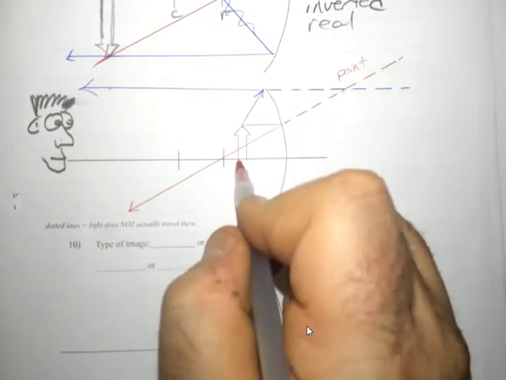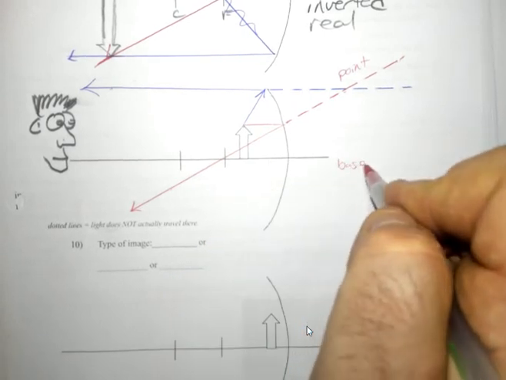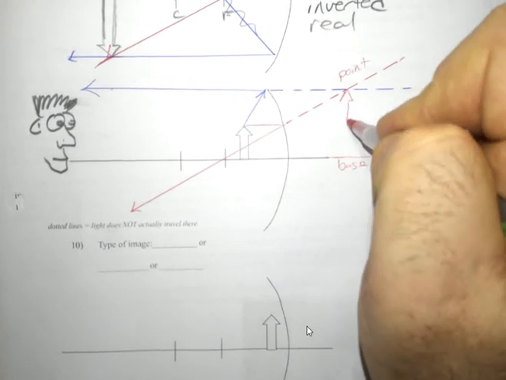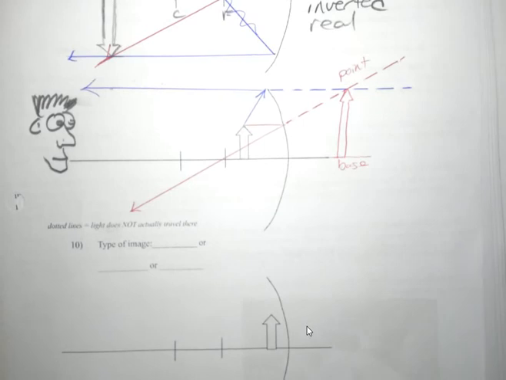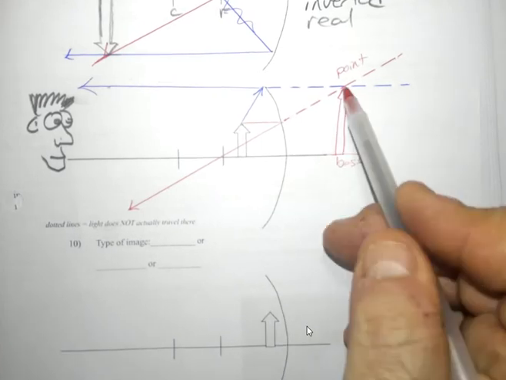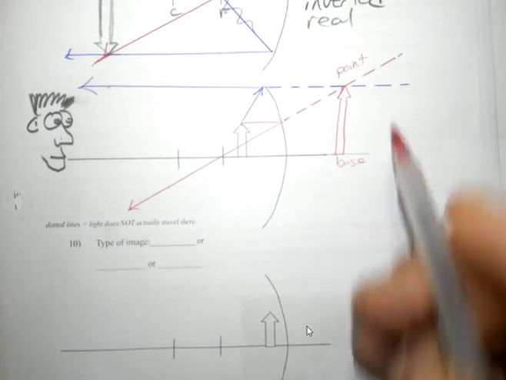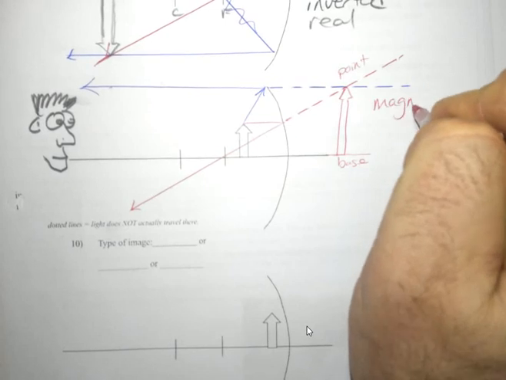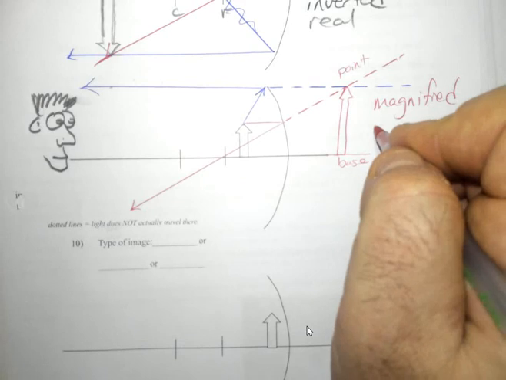The object's base is on the axis, so the image is going to have its base on the axis. So it's going to look like this. It's right side up. The crisscross is above the axis, and so the image is right side up. And it is clearly enlarged. It is magnified. Magnified or enlarged. It is right side up.